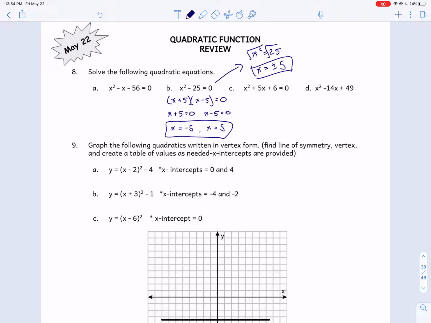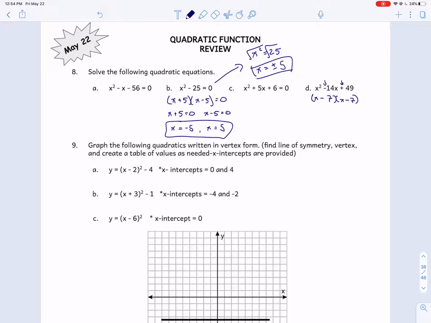Okay, so I'm going to do one more. Let's try D. So factoring. Okay, so we have x and x. So this sign tells us it's the same, and it's going to be this sign. So it's a minus and a minus. Factors of 49 that will add to 14. That's going to be 7 and a 7.